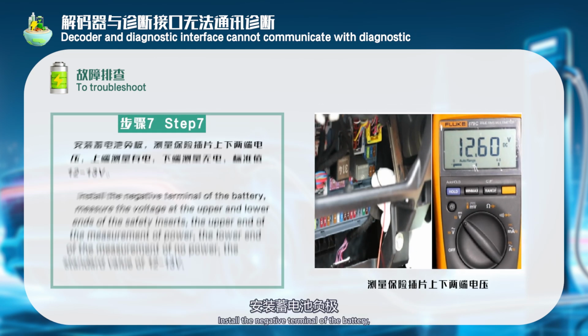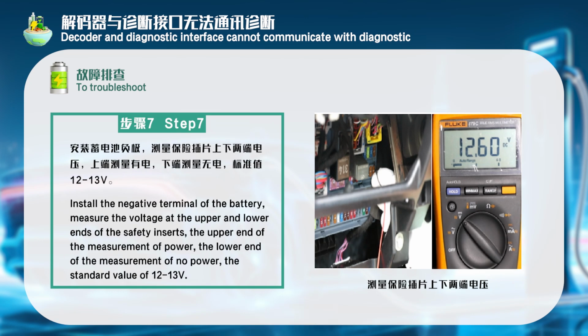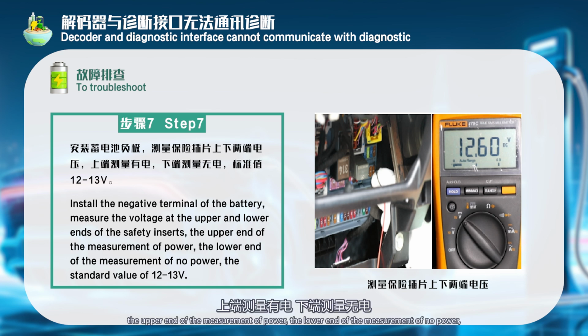Step 7. Install the negative terminal of the battery. Measure the voltage at the upper and lower ends of the fuse insert. The upper end measures power. The lower end measures no power. The standard value is 13 volts.